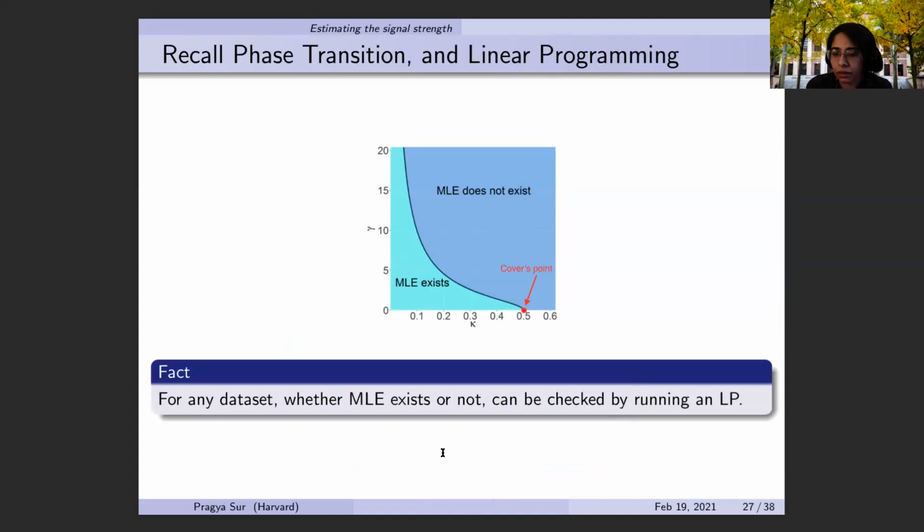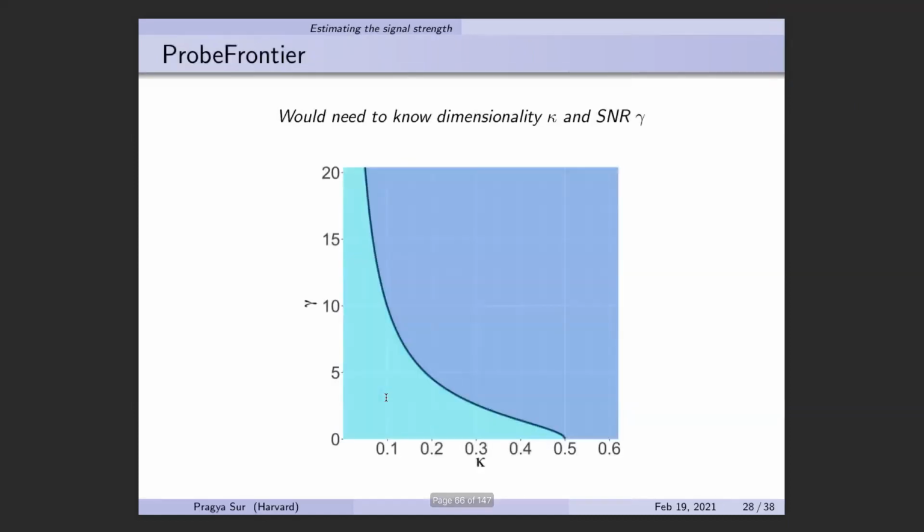So recall I had presented this phase transition phenomenon, where below this curve, the MLE exists and above it does not, right? And now, whether given any data set the MLE is finite or not, you can actually check it easily by running a linear programming. So this can be set up as a linear programming problem, and then you can check this empirically given any data set.